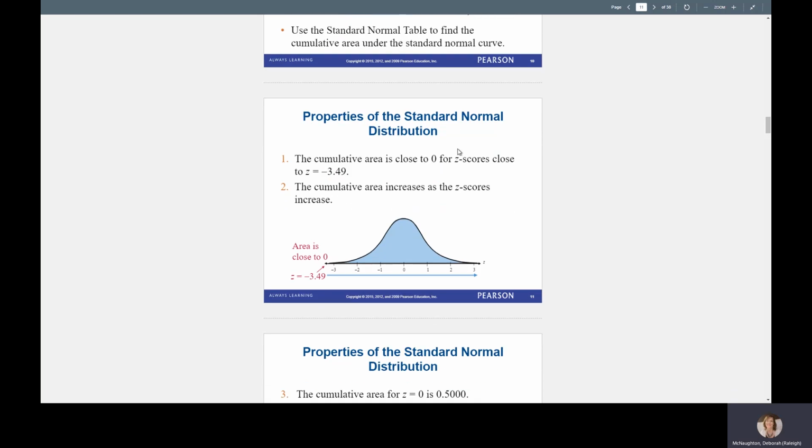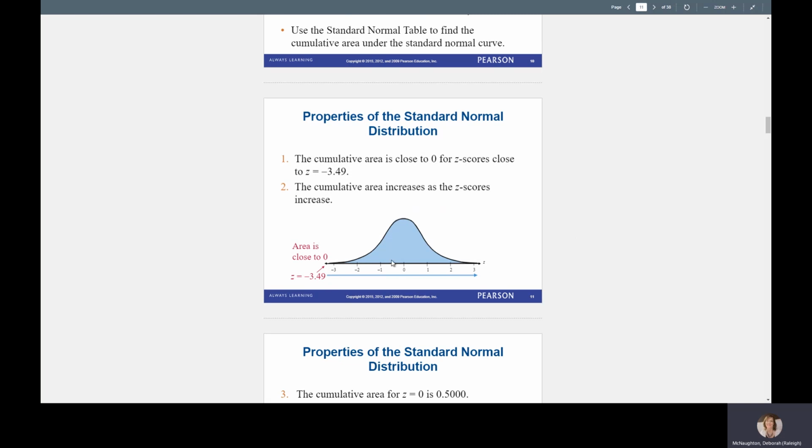So some properties. The cumulative area is close to 0 when we get to Z-scores below negative 3.49. So once we go past 3.5 standard deviations below the mean, even though this never touches the axis, the area of everything beyond this, so all of those numbers added up, is really close to 0. And it's the same thing out here. The area under the curve out here is also close to 0.